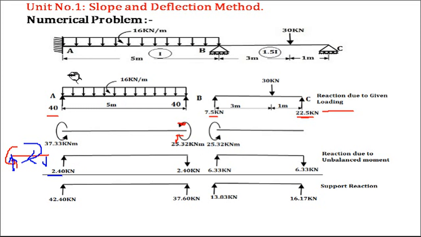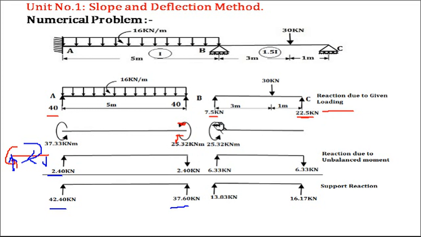Okay. So we'll find out the support reaction for joint A. So 40 acting upward positive, 2.4 acting upward positive. So we get the value 40 plus 2.4 is 42.4. Here the reaction is 40 and here the reaction is downward. So it is minus 2.4. So 40 minus 2.4. So we get the value 37.6.